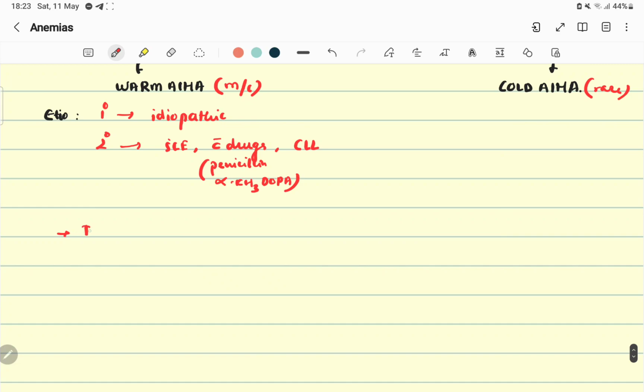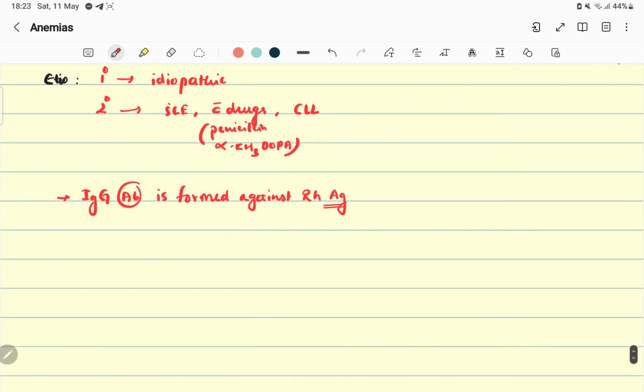Here the IgG antibody is formed against the RH antigen, okay. IgG antibody is formed against RH antigen.